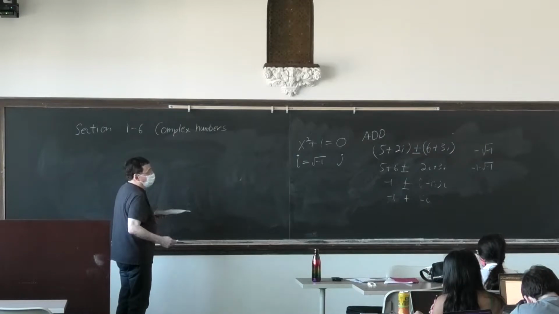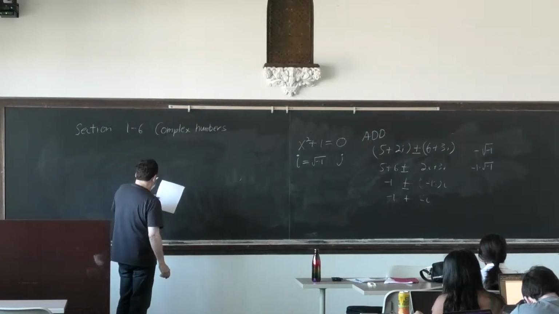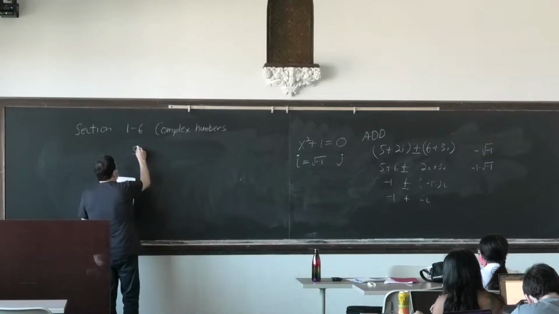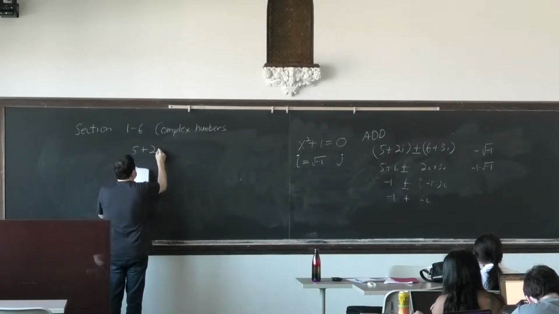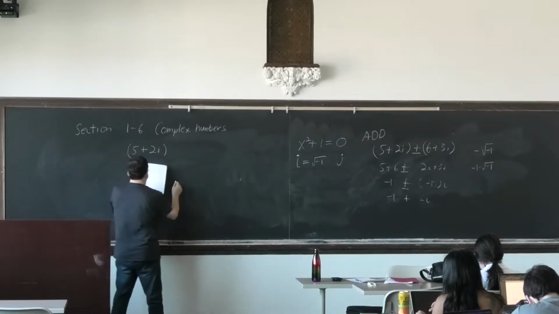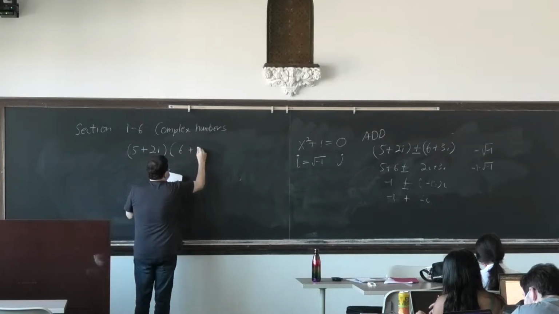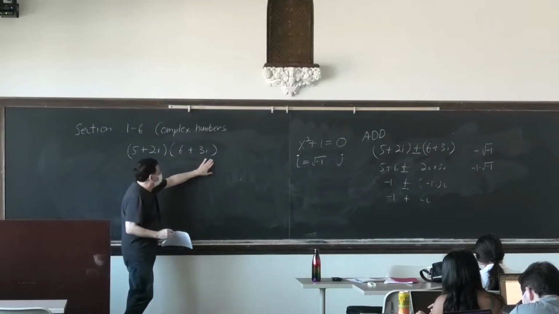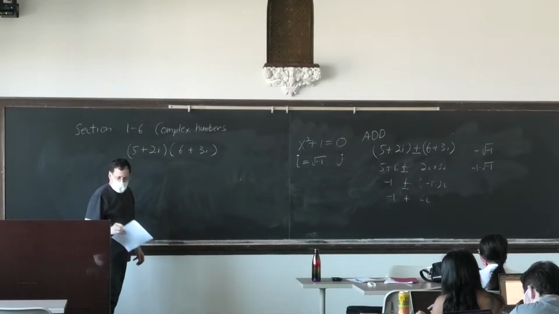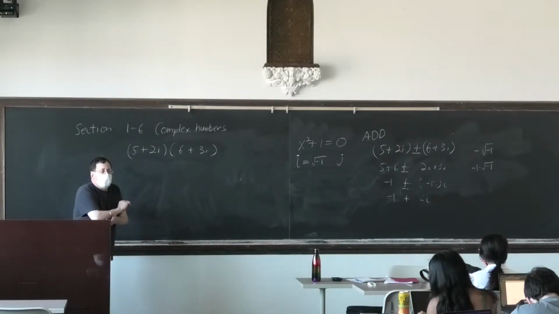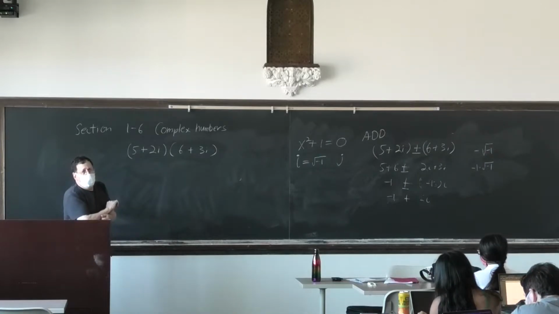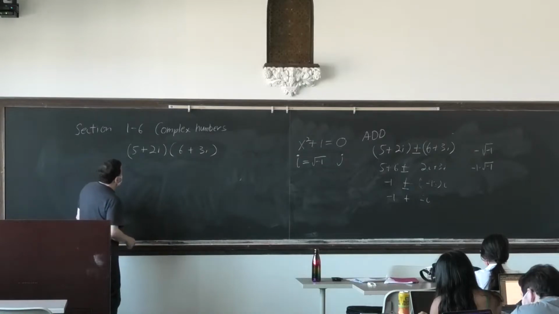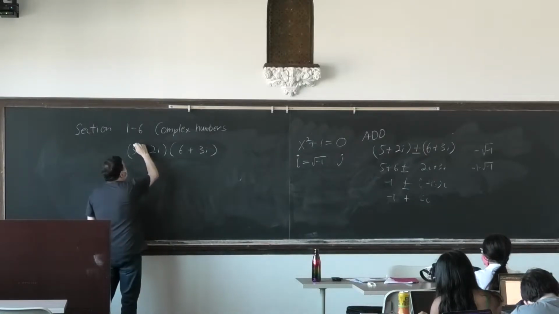And we want to multiply two complex numbers. So again, let's take a look at an example. 5 plus 2i times 6 plus 3i. And we're going to use the distributive property. We can just use FOIL. So let's go over FOIL.